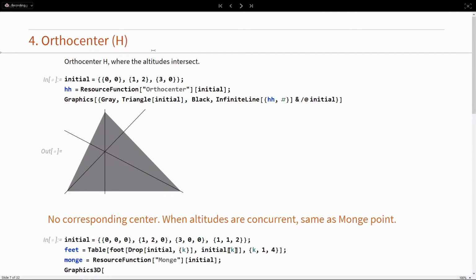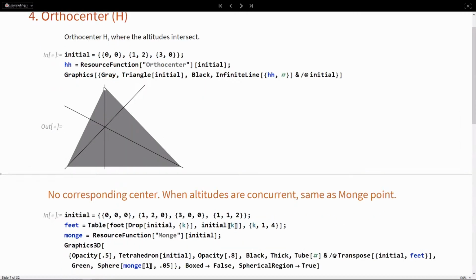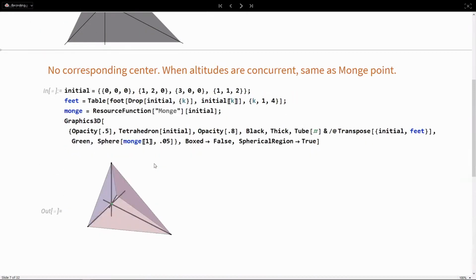And then we get to the first one where things start to break down. With the orthocenter, the altitudes will intersect in a triangle. And here we show that here. The altitude is the line from a vertex perpendicular to the opposite side.